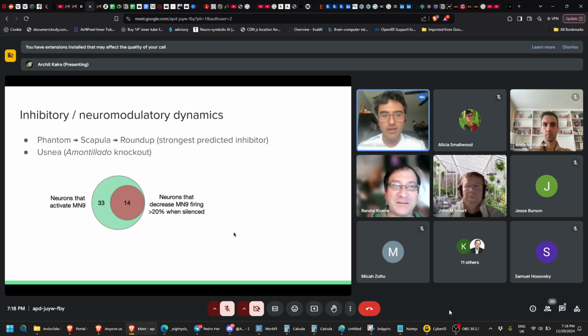Oh, sorry, I may have mixed up my phrasing. Yes, these neurons are excitatory. That's my bad. I was referring to phantom and saying that those ones were inhibitory.